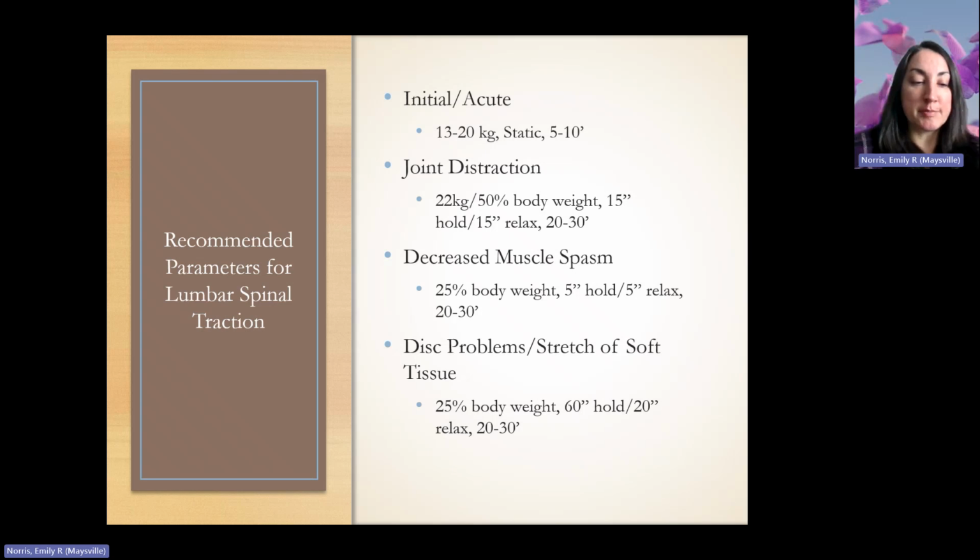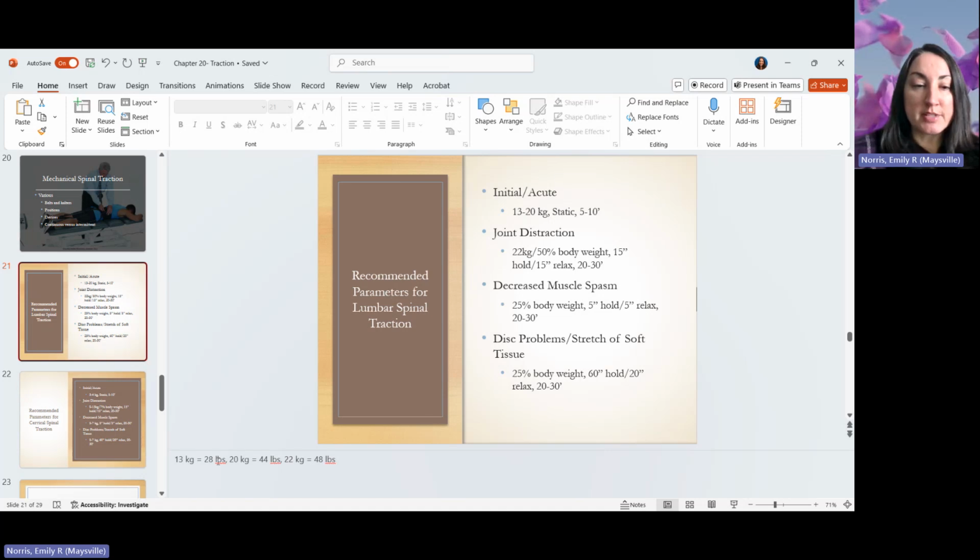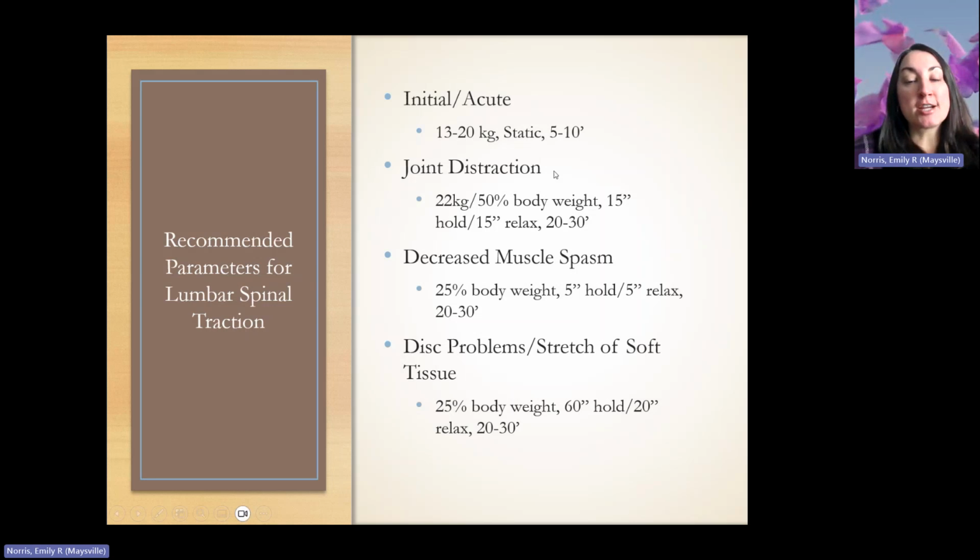Now, the kilograms, since we usually use pounds, I kind of put the kilogram conversions below. I just rounded them so it's a little bit easier. So the 13 to 20 kilograms is around 28 to 44 pounds traction. If you were trying to do joint distraction, then you would need around 22 kilograms, which is around 48 pounds, or around 50% of the patient's body weight, which could vary greatly depending on the patient.